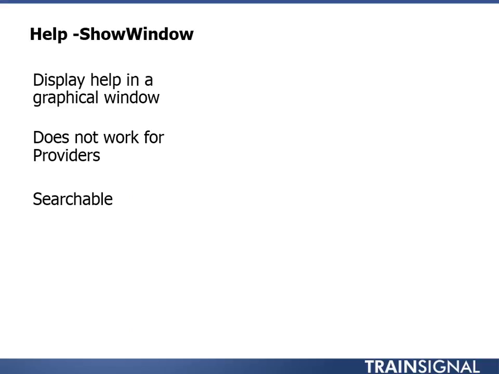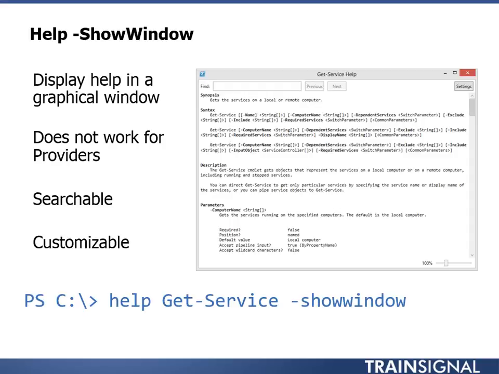The help window that you get is searchable, it's customizable, so you can run a command like help Get-Service -ShowWindow, and you get this nice pop-up graphical window, and you get your prompt back. So you can move this window around. If you have multiple monitors, you can drag it over to another monitor. Makes it much easier to search. You can customize whether you want to see just the synopsis or just the syntax, whether you want to see examples. Again, I'll have a more complete demonstration here in a moment, but -ShowWindow can come in very handy.